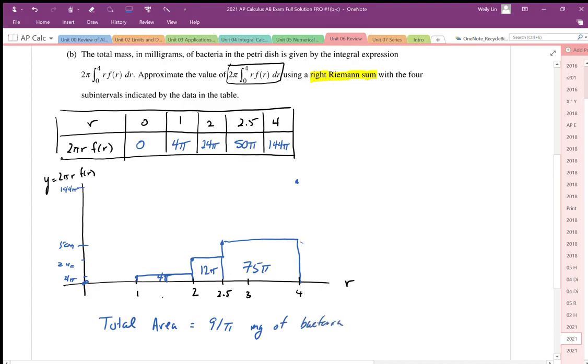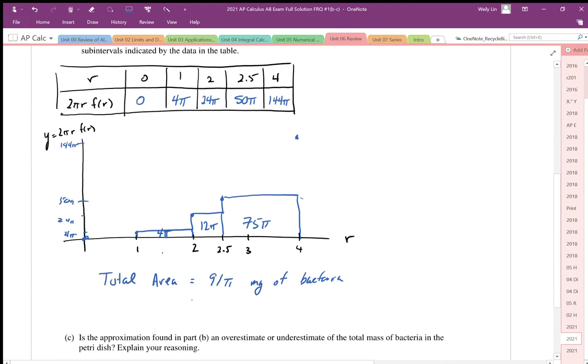Okay, and then working that out as a decimal value, 91 pi, I get 285.88 milligrams of bacteria.